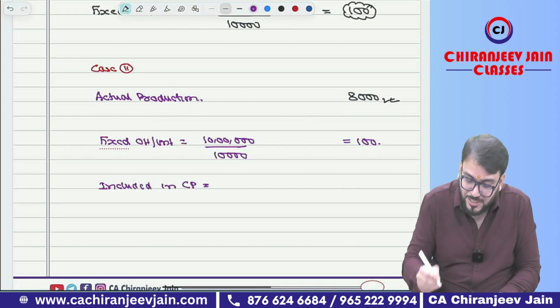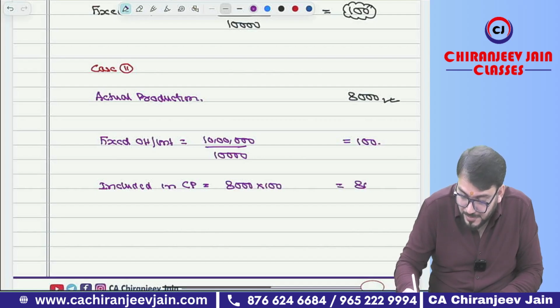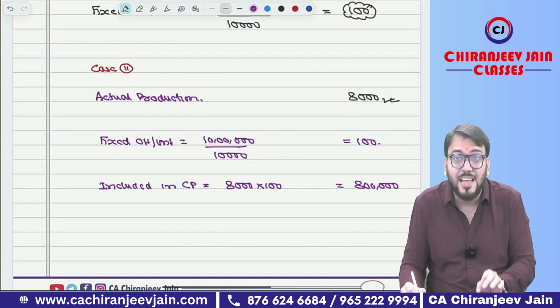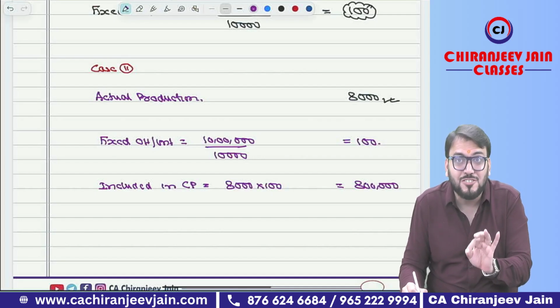Included in cost price. What is your actual production? 8,000 into 100 means 8 lakh will be included in the cost price of inventory. Means out of 10 lakh, 8 lakh can be recovered from the customer, and 2 lakh is actually abnormal loss, which would be charged to profit and loss account.